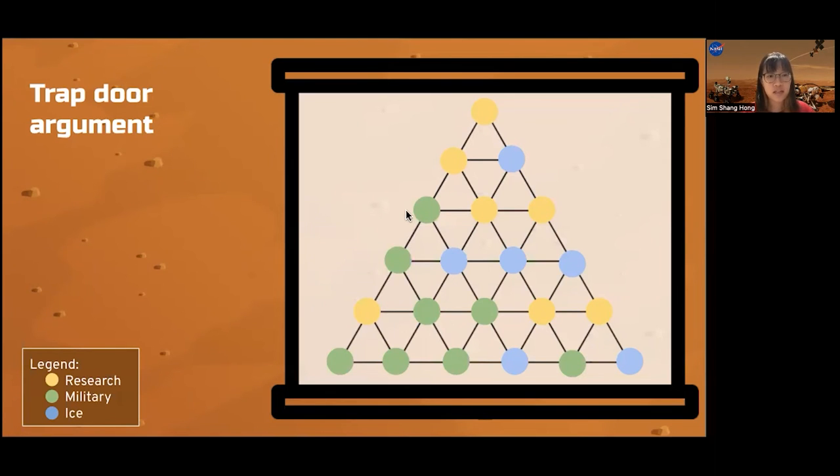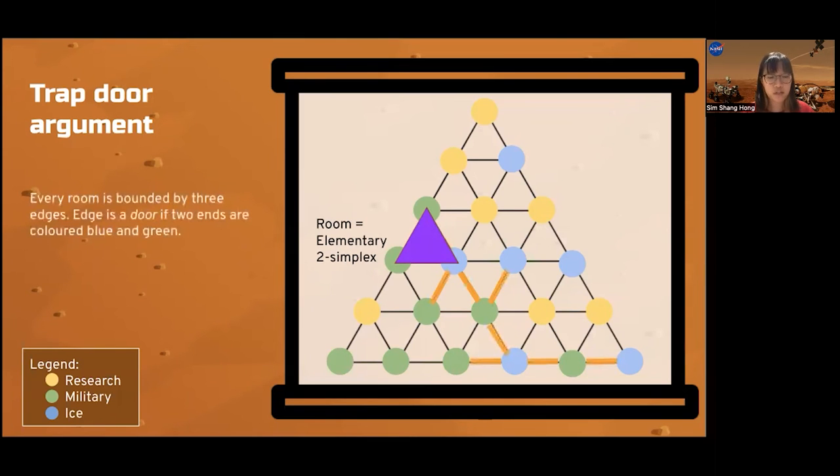Let triangle S contain rooms, which are elementary 2 simplexes. A simplex is a generalization of the notion of a triangle or tetrahedron to arbitrary dimensions. The elementary 2 simplexes are defined as the smallest triangles contained in S. Each room is bounded by 3 edges.